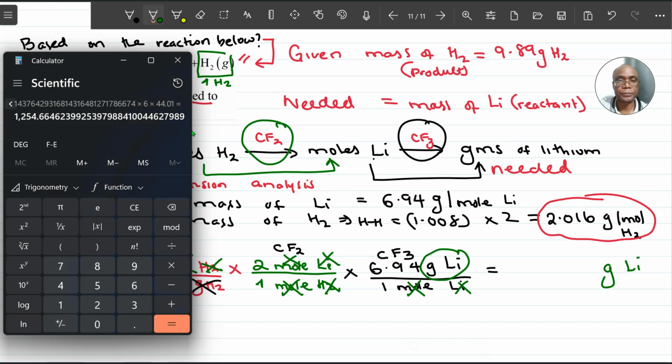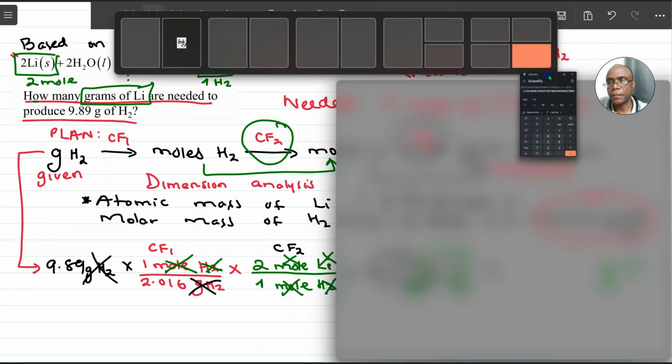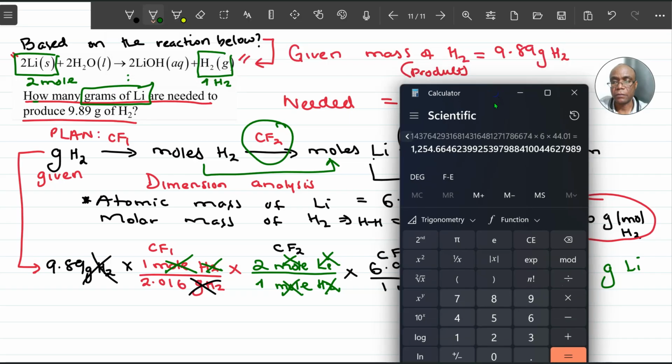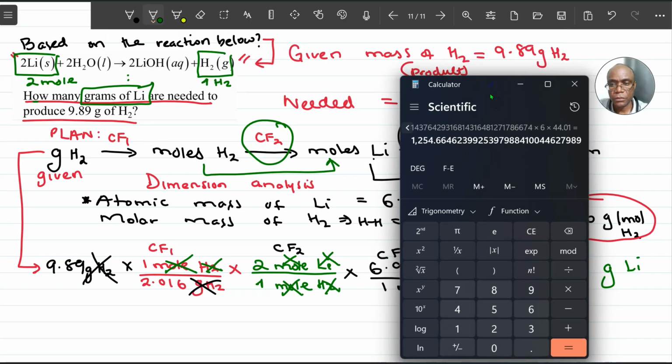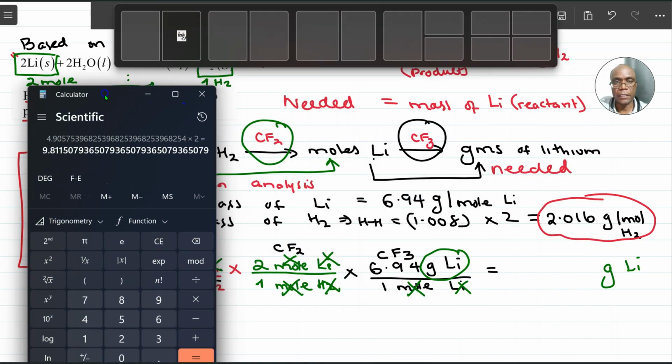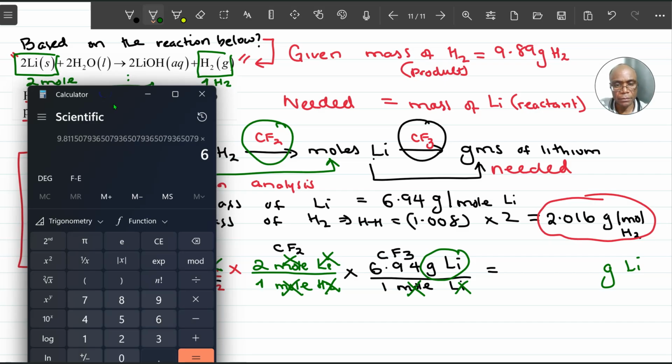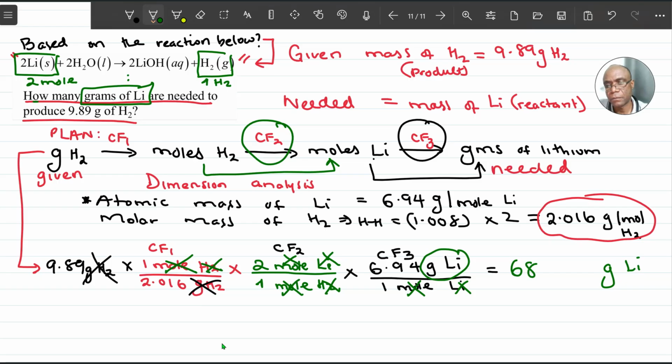Bring the calculator. Move it somewhere here. I'll move it back when needed. So 9.89 divided by 2.016 equals, multiplied by 2 equals, and then I'll need to multiply that by 6.94 equals, so I'm getting 68.092 grams of lithium will be produced.